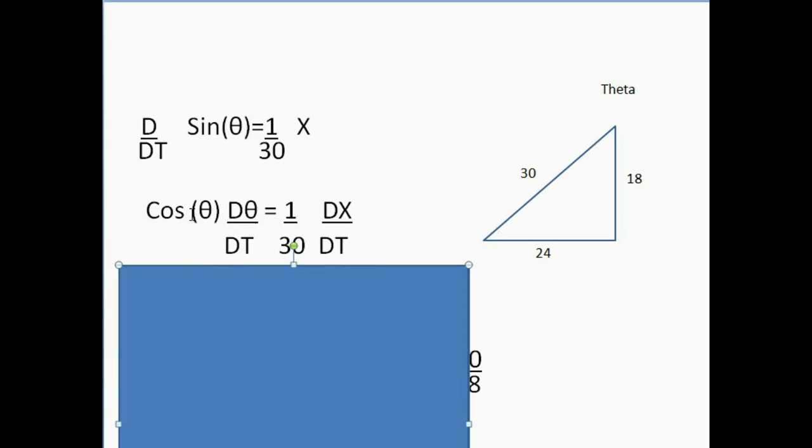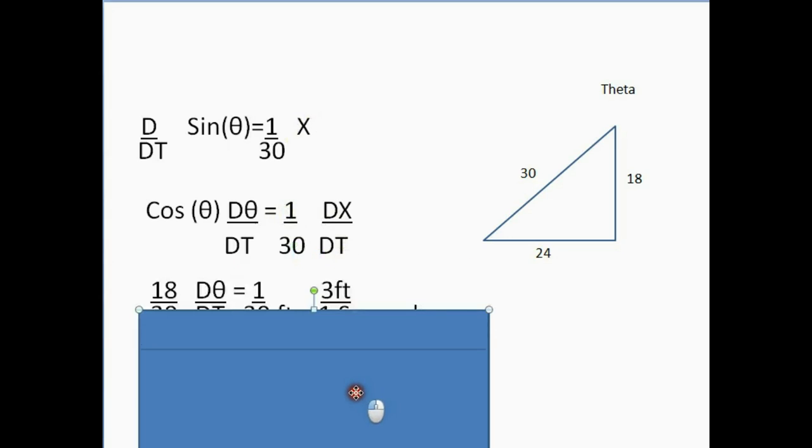We have cosine of theta times dθ/dt. The reason we got that is because it's a trig function with part of a chain rule. We took the derivative of sine, which gives you cosine of theta, and then with the chain portion, you get the derivative of theta with respect to time, dθ/dt. And on the other side of the equation, we did the same thing, where we got 1 over 30 times the derivative of x with respect to time, or dx/dt. So let's keep going down.